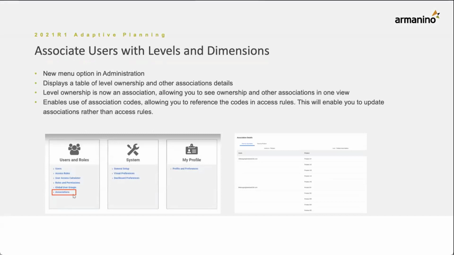This first one, associate users with levels and dimensions. With this release, we now have a new menu option in the administration screen called Associations. And from within this screen, we are now able to assign users to access certain dimensions and levels without having to update their access rules like we had to before. So I'm going to go ahead and show you what that looks like on the adaptive side.